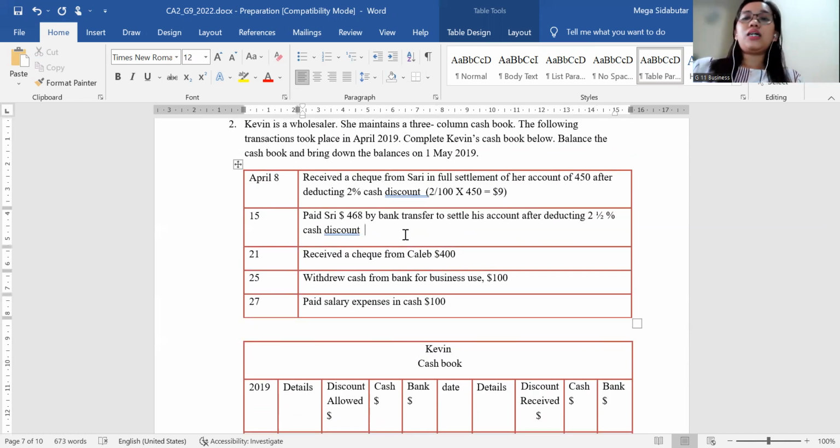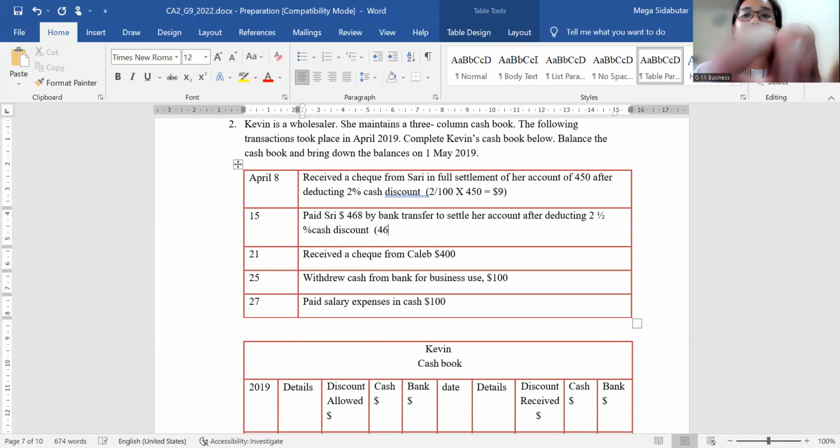Now number 15. Paid $468 by transfer in settlement of her account after deducting a 2% cash discount. So number 15 is quite different from April 8. See, the 468 we already paid, but that amount has already been deducted by 2%. So we need to find out 2% of how much is the original Sari account.